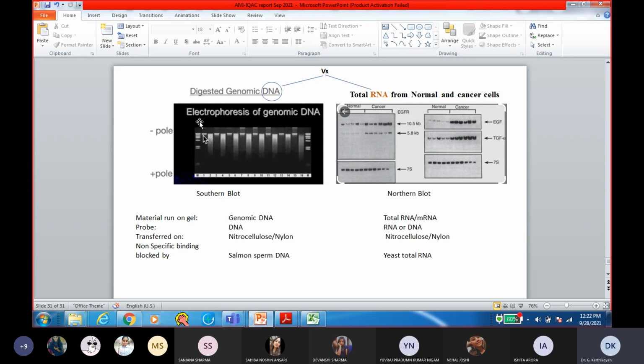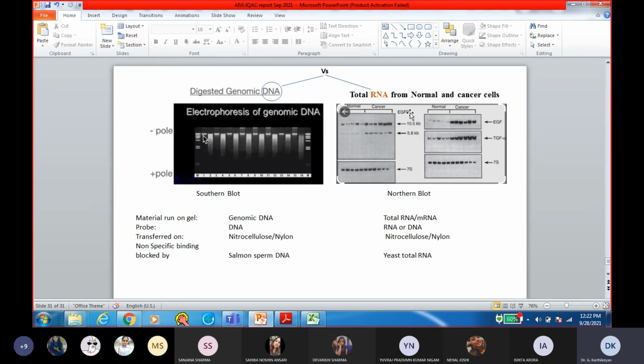So in the case of southern blot, you're going to use genomic DNA. In the case of a northern blot, instead of genomic DNA, you will be using RNA, right? So genomic DNA versus RNA. In this case, we are comparing a normal cell versus a cancer cell. And you can actually see that the cancer cell has a much higher concentration of this epidermal growth factor receptor. So this is a normal cell. You see a small amount, but in a cancer cell, you see a very huge amount of those things.